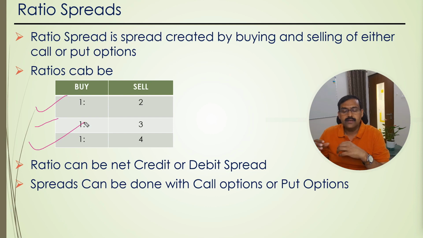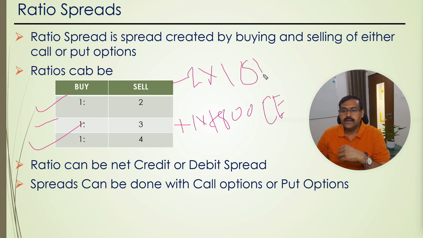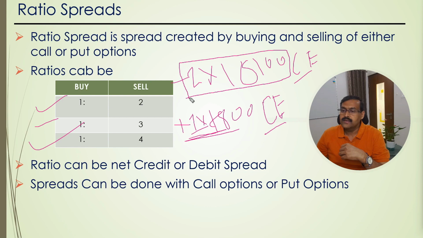Just to give you an example, let us assume that Nifty is trading at 18,000 and you want to create a call ratio spread. So what I'll do is buy one lot of call option at 18,000 and sell two lots of call option at the strike price 18,100 CE. This is nothing but a ratio spread created using call options with a ratio of 1:2. So we have bought one call option at 18,000 strike price and sold two call options at 18,100 strike price. This is how you create the ratio spread.